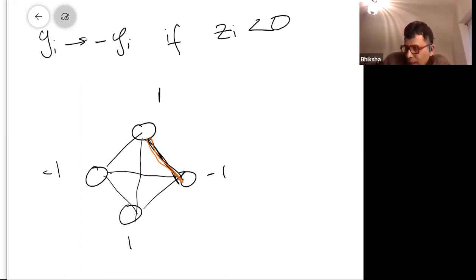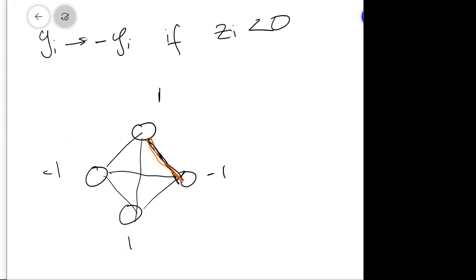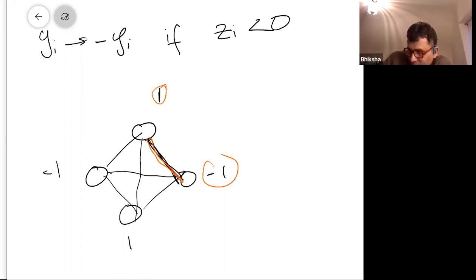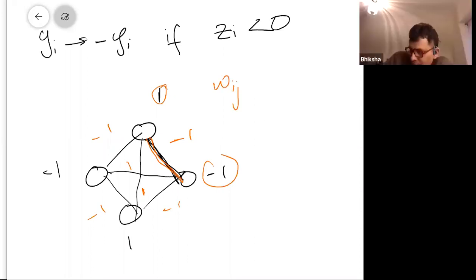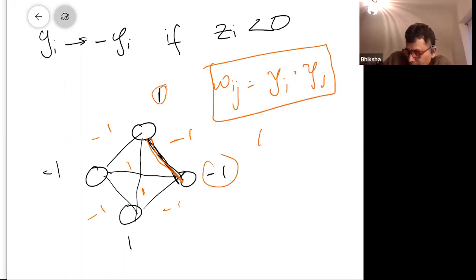-1. This would be -1, and why so? Well, the multiplication of both of these. Yeah, exactly. So this was -1, this was going to be -1, this was going to be -1, this was going to be -1, this was going to be 1, this was going to be 1. So basically we said Wij equals Yi times Yj. If you did this, then this was Hebbian learning, correct?